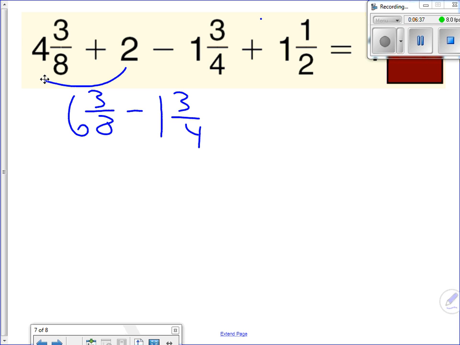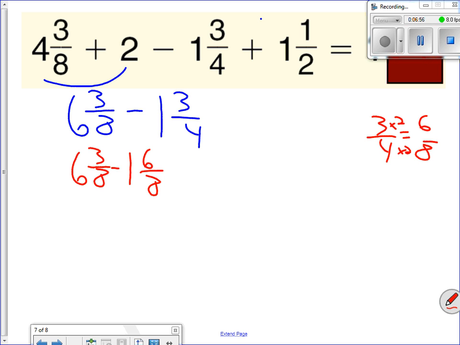So we're subtracting. First of all, is the number on the left larger than the one on the right? It sure is. 6 is bigger than 1. Now we have to find a common denominator. We're going to change 3/4 into an 8 times 2. Times 2 gives me 6/8. I'm going to rewrite this problem. 6 and 3/8 minus 1 and 6/8. Now I have common denominators.